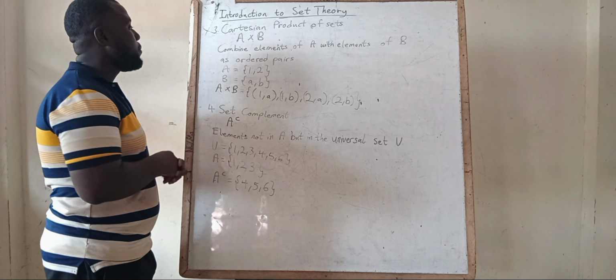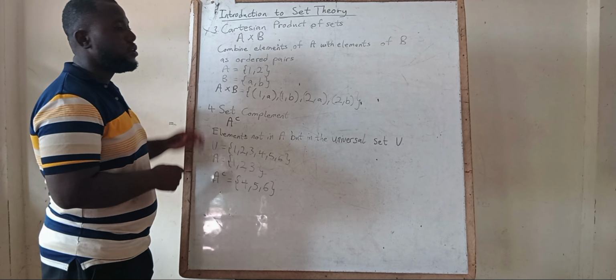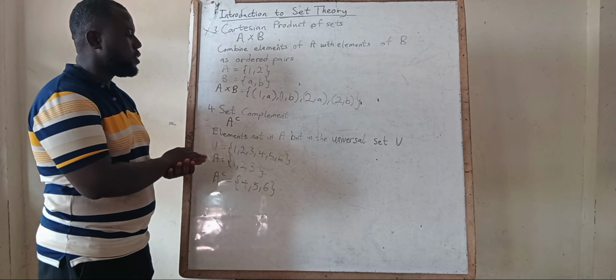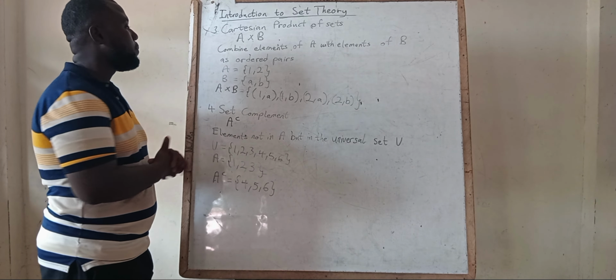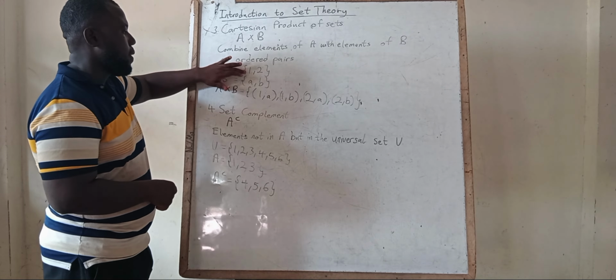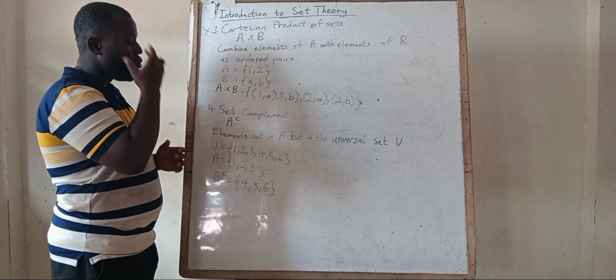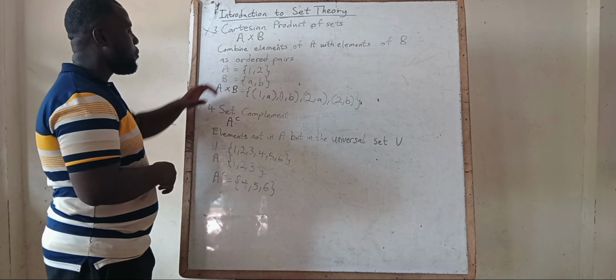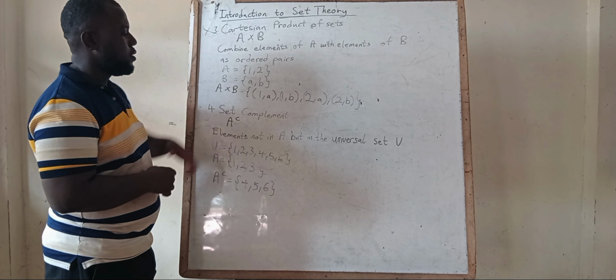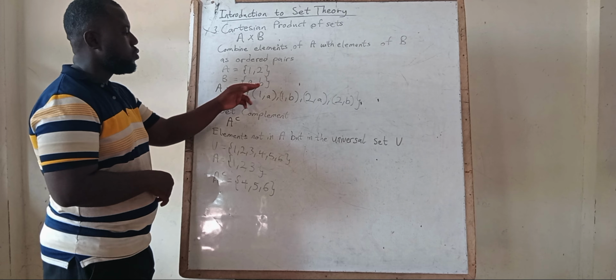As I said earlier, when they say find the Cartesian product of A and B, you write A times B. Then you find the ordered pairs. The pairs are formed in such a way that you take 1 and combine it with a, then put it into brackets. Then you combine 1 with b. When you're done, you combine 2 with a, then 2 with b.